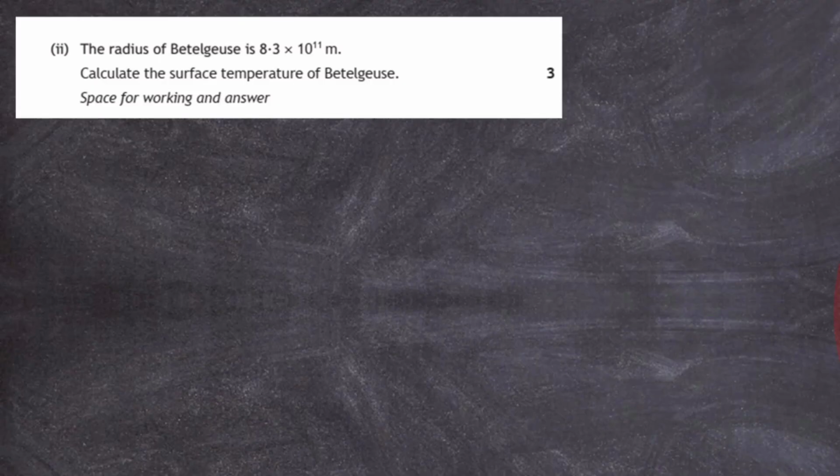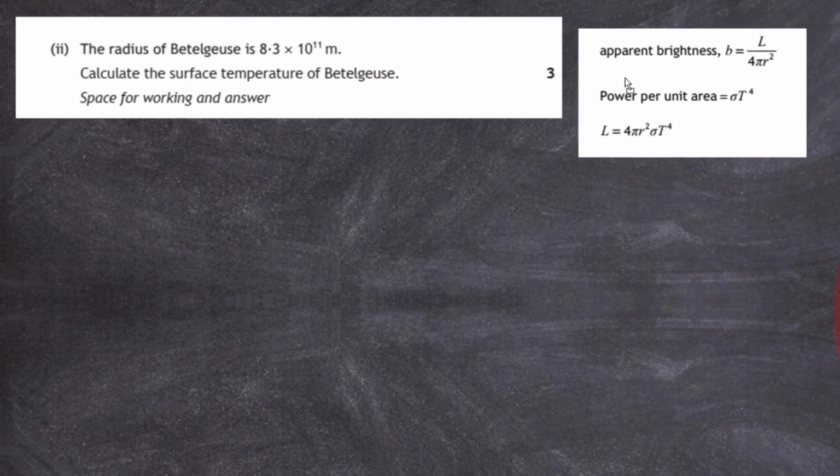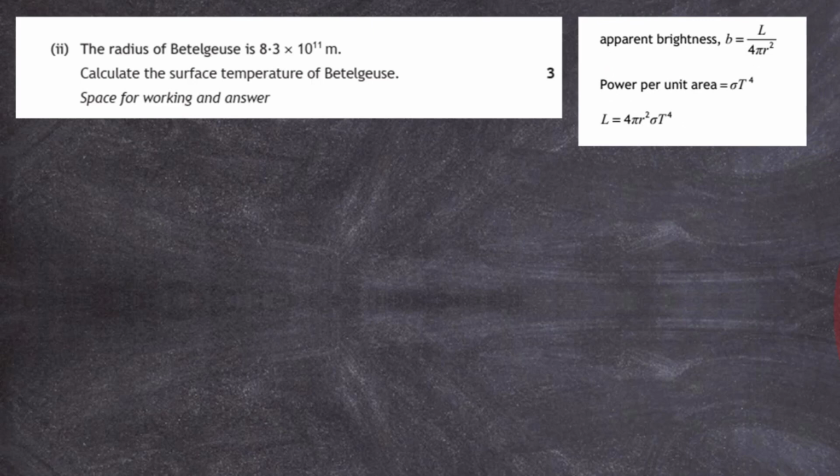Question 7, part B, part 2. The radius of Betelgeuse is 8.3 times 10 to the power 11 metres, and we're going to calculate the surface temperature of Betelgeuse. Take a look at our data sheet at the beginning of the exam, and we can see that the luminosity of Betelgeuse, L, which we know from the previous question, is equal to 4 pi r squared sigma T to the power 4. So that's the equation which we're going to use.